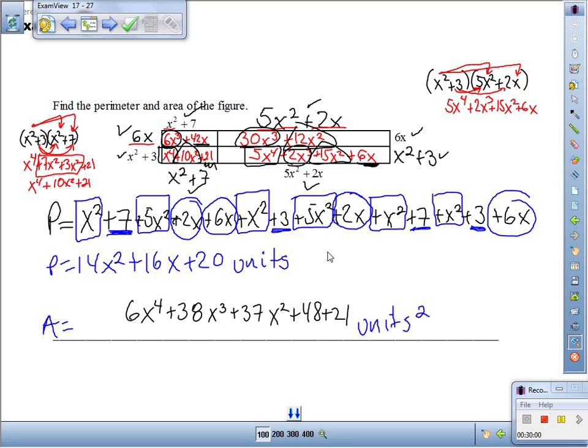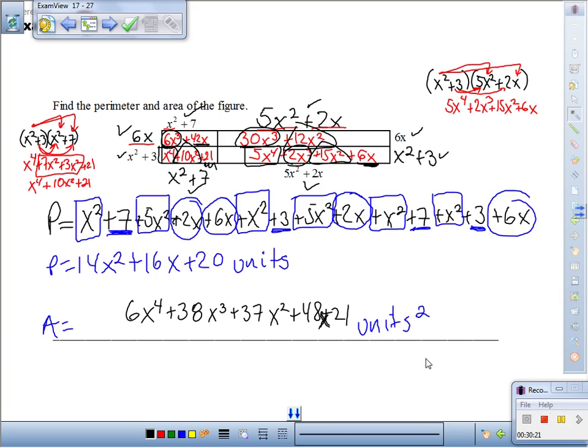What is it? 48 on the x? Oh, yeah. Yeah, I did that on purpose, see if you were paying attention. 48x. My bad. 48x. So let's see. Area equals 6x to the fourth plus 38x cubed plus 37x squared plus 48x plus 21 units squared. Woo! That was a good one, right?